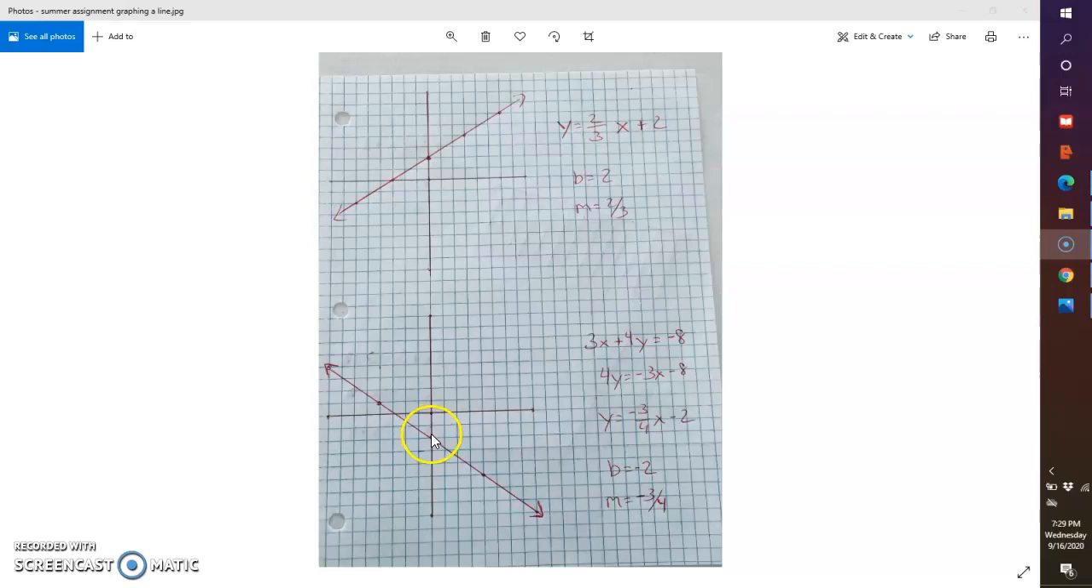So I get a negative 2. I go up 3, left 4. Down 3, right 4. And we draw the line. And that, my friends, is how we graph the equation of a line.